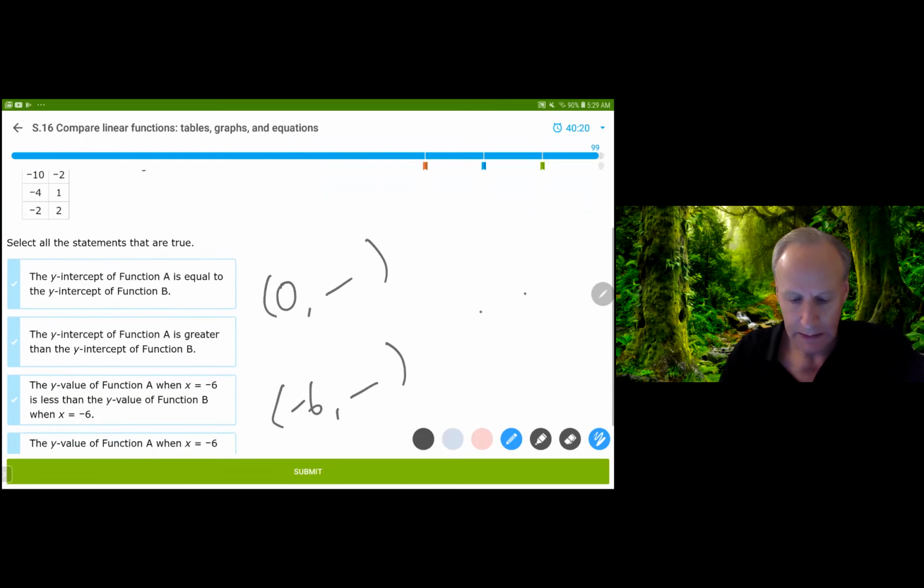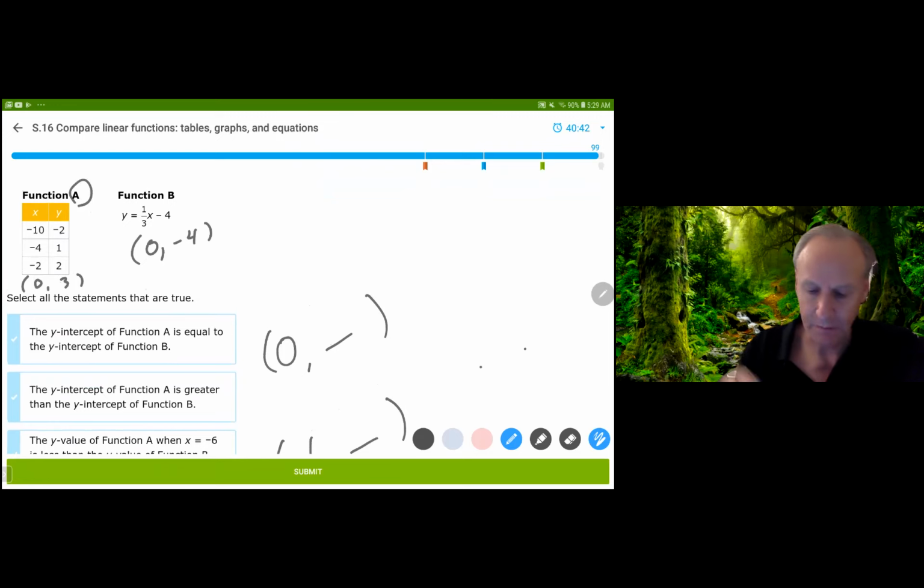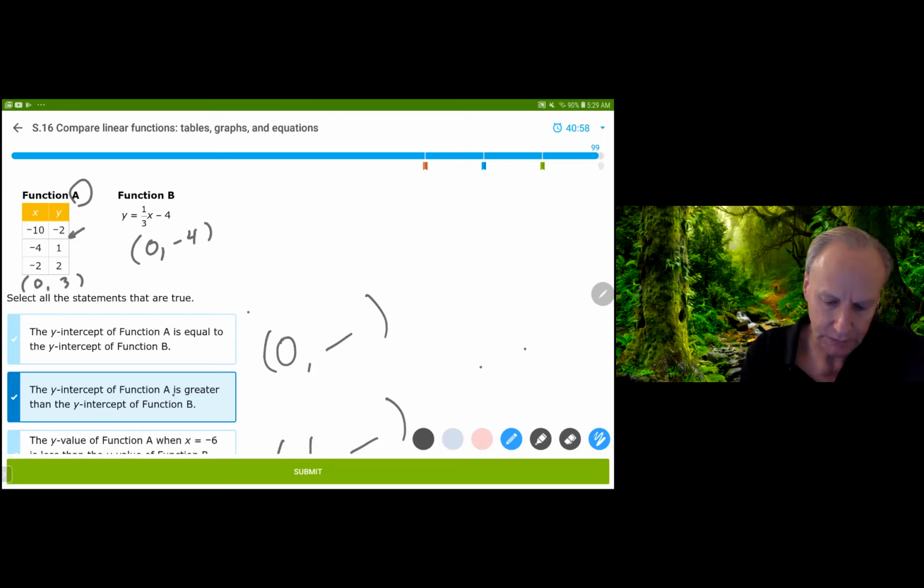First of all, at 0, this one is going to be -4. And this one at 0 is going to be about 3. I'm just estimating, okay? I know it's probably not exactly right, but I'm going to say it's about 3. So obviously, function A has a much larger y-intercept. So let's see. It's certainly not equal. It looks like function A has a much larger y-intercept, just based on looking at it. Now, at -6, this one is going to be between these two. You see what I mean?